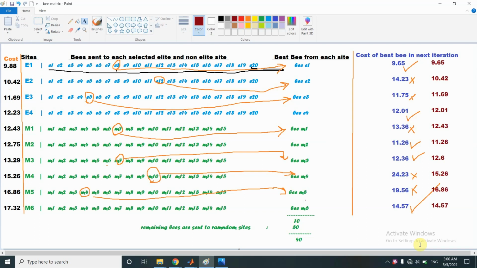In this way, our algorithm would, through the iterations, find better solutions and try to converge at the best possible solution. So this is the B algorithm in detail. This is the actual working of the algorithm. Now we will see the code in MATLAB.